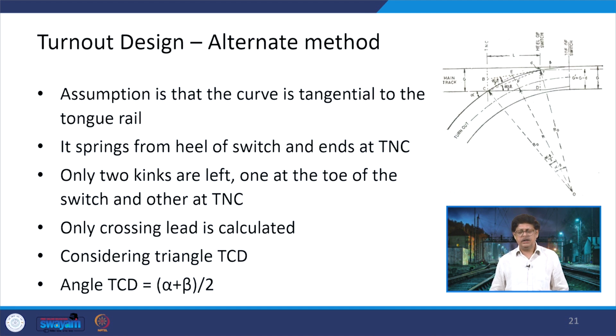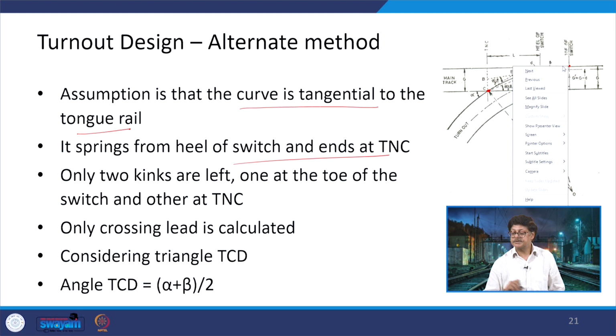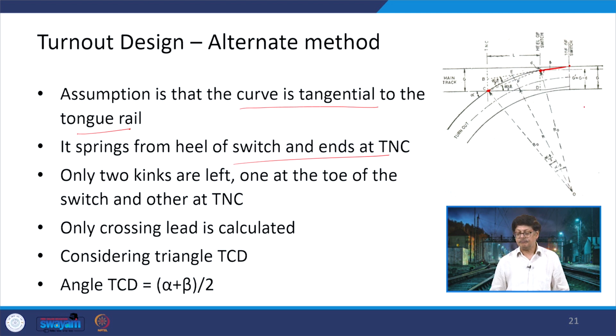Let us talk about the alternate method. This alternate method says the assumption is the curve is tangential to the tongue rail. That means the tongue rail is coming straight here, and from this point the curve is starting and it is going up to the TNC. So, it ends at the TNC. It is starting at the heel, and ending at the TNC. Previously, we assumed that it was starting at the tangential point somewhere here. So, that is the difference between the two methods.